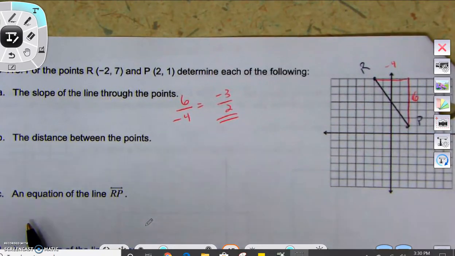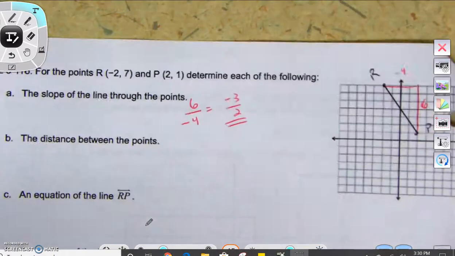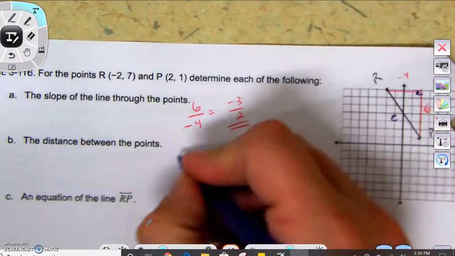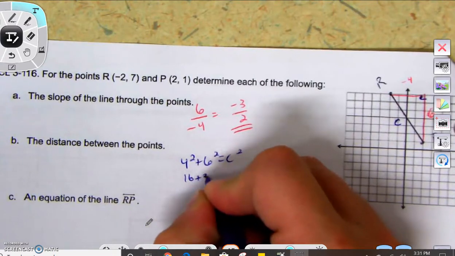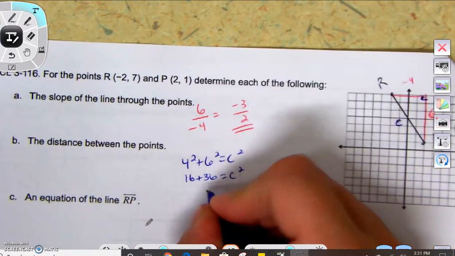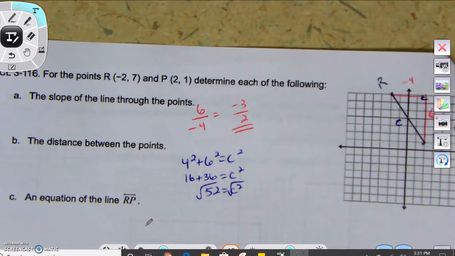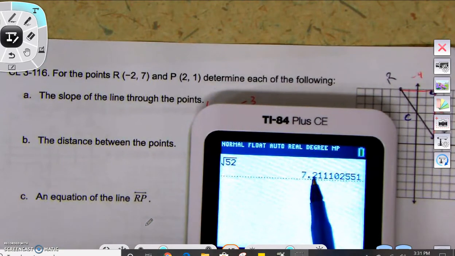So if I want to find the distance between them, the distance is this length, so I want to go ahead and use the Pythagorean theorem there. So I have 4 squared plus 6 squared equals c squared. This is a right triangle, our slope triangle, so that's our c. So 16 plus 36 equals c squared. And then I have 52, and we can take the square root of those. If I take the square root of 52, we end up getting 7.2111, all that stuff. So I'm going to round to the nearest tenth, so that's one spot past the decimal.